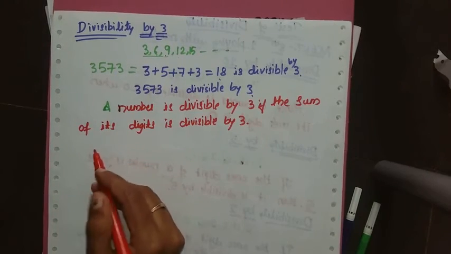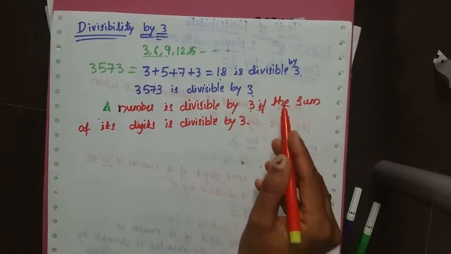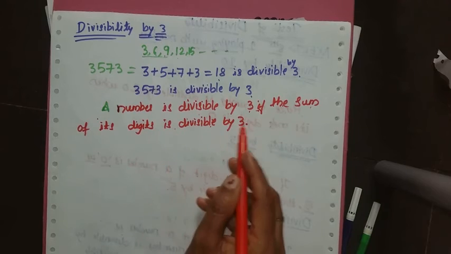So we can say the definition: a number is divisible by 3 if the sum of its digits is divisible by 3.